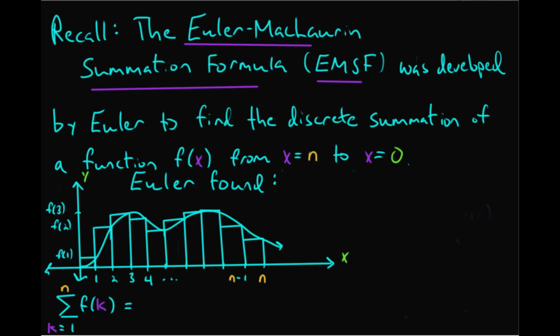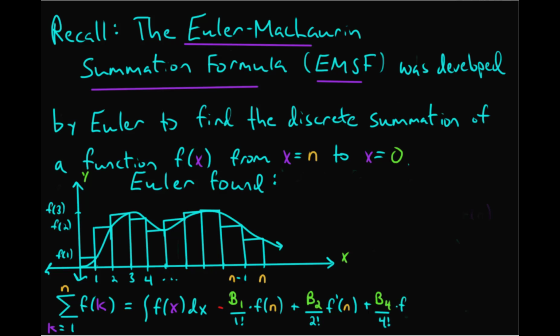to the Bernoulli numbers. Namely, Euler found that the summation of f of k from k equals 1 to n is equal to the integral of f of x dx minus b sub 1, the first Bernoulli number, over 1 factorial times f of n, plus b sub 2 over 2 factorial times f prime of n, plus b sub 4 over 4 factorial times f triple prime of n, plus b sub 6 over 6 factorial times the fifth derivative of f evaluated at n, plus dot dot dot. Now note that this formula, as Euler derived it, is an infinite summation.